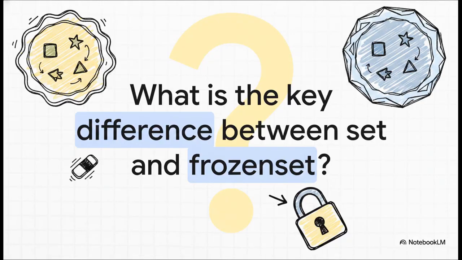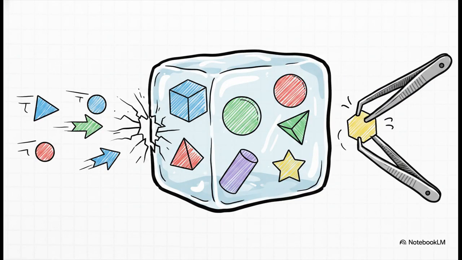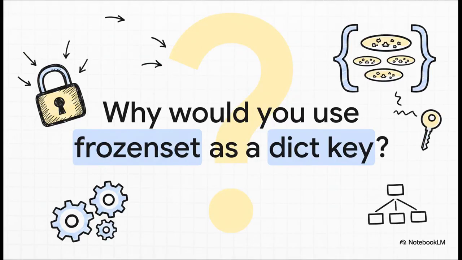Let's move to a quick rapid-fire review to really cement all this. Question 1. What is the absolute key difference between a regular set and a frozen set? Immutability. The frozen set is completely locked. Once you make it, that's it. No adding, no removing, no updating. It is literally frozen.